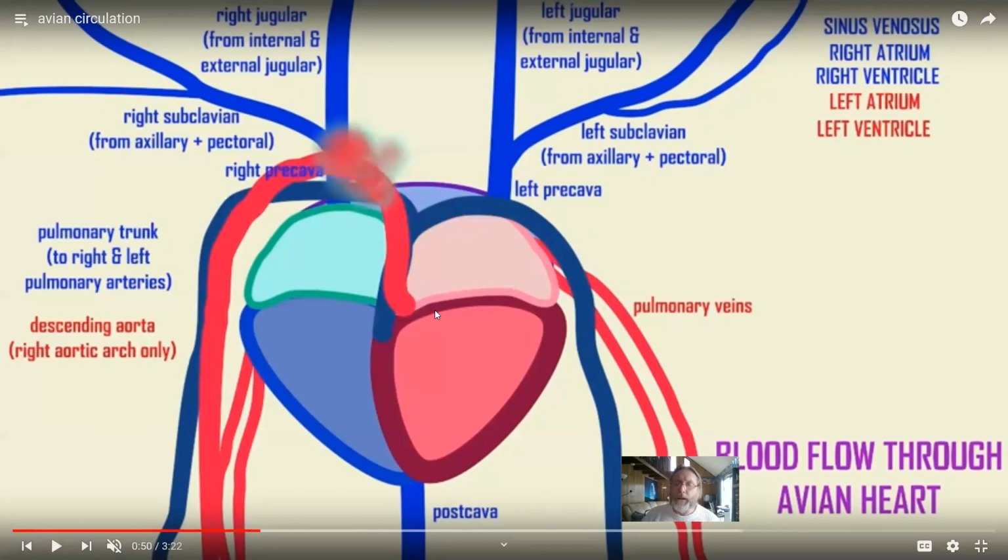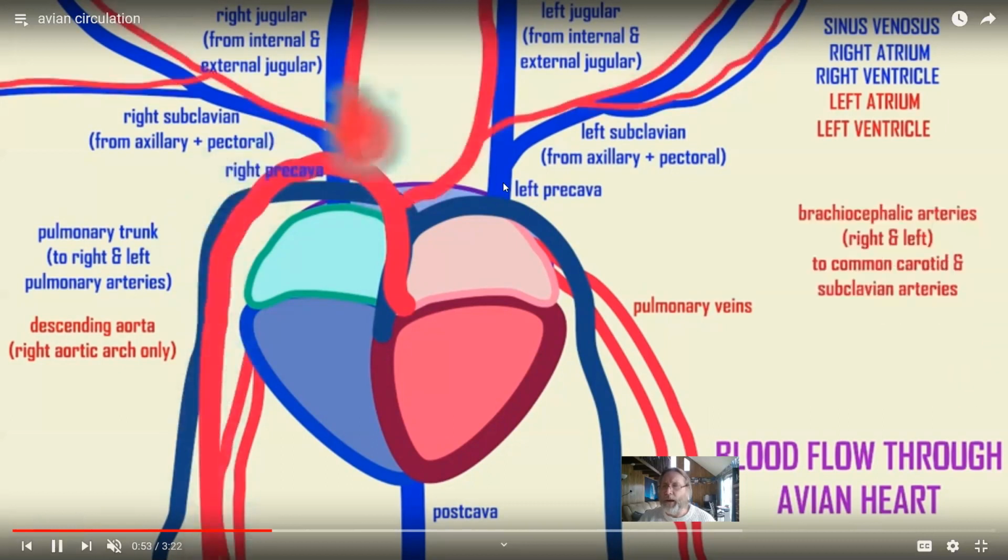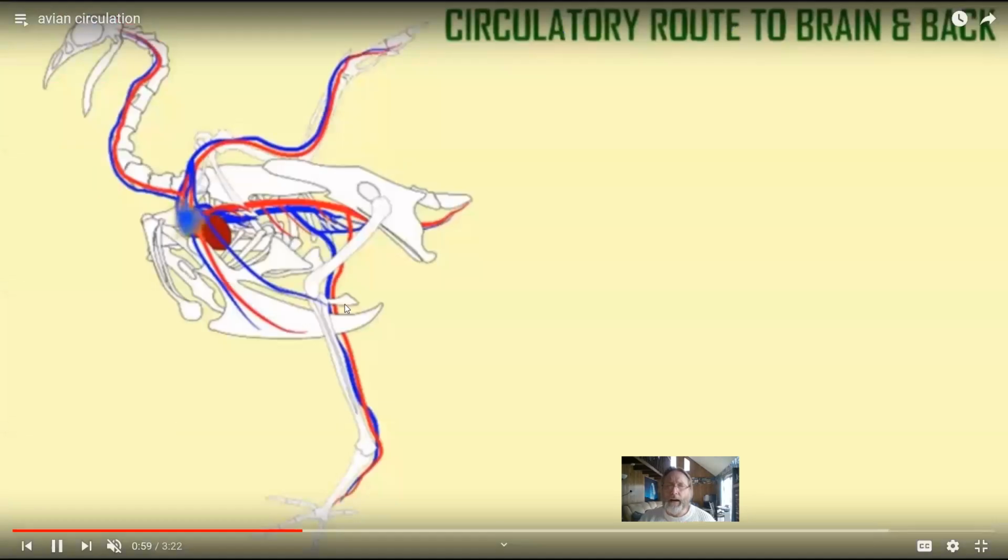We mammals, of our aortic arches, we only keep the one on the left. The one on the right degenerates. Birds do the opposite. They keep the one on the right. So their descending aorta is only their right aortic arch. But since we're following blood to the brain and back, the brachiocephalic arteries go to the common carotid artery going to the brain, and the subclavian going to the wing.